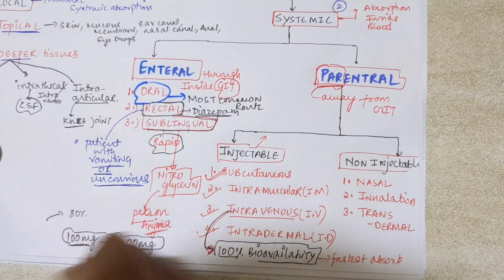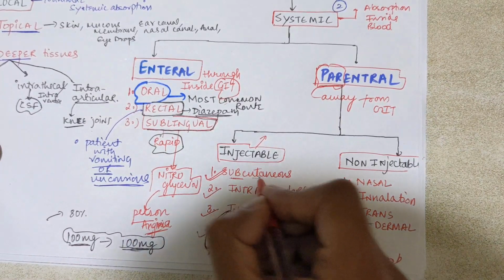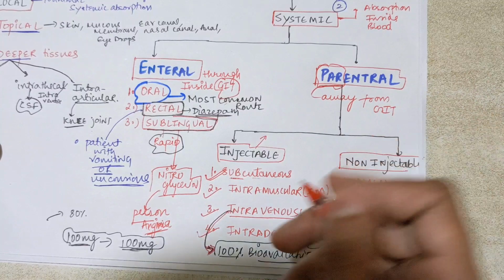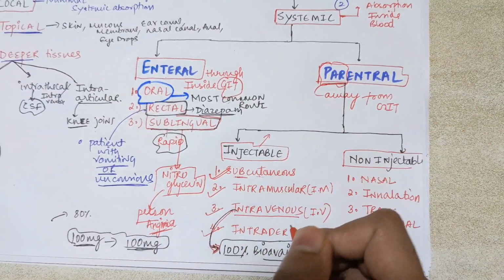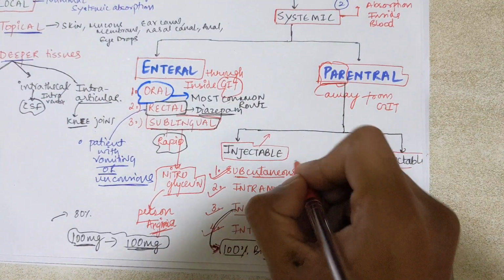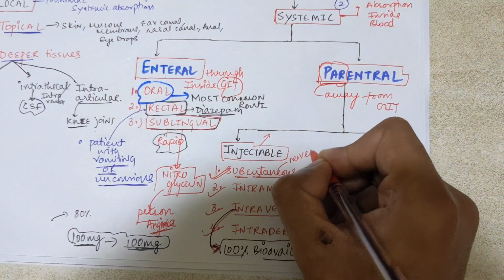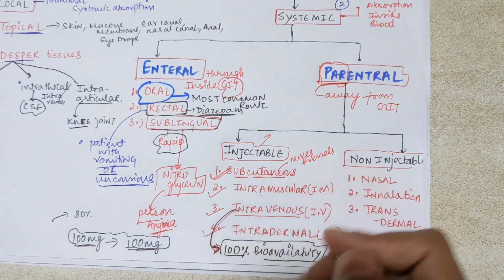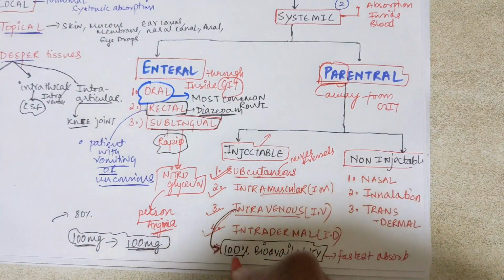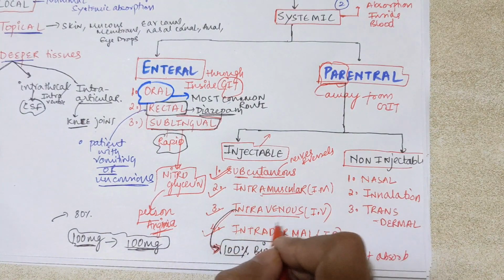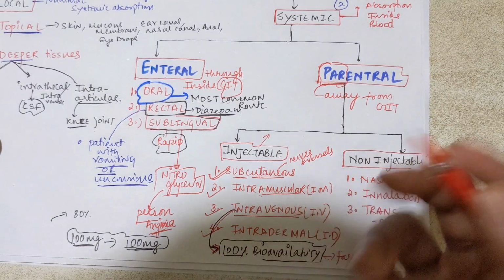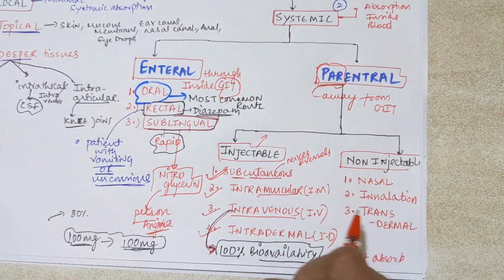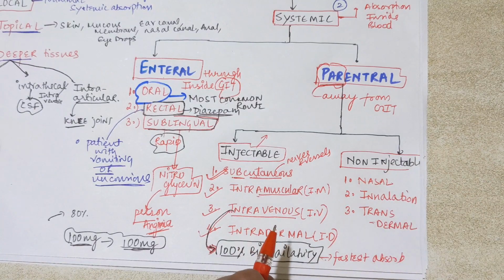Clear? So subcutaneous, you will be giving below the dermis and epidermis, in the subcutaneous layer where your nerves and vessels are present, and absorption will be very slow. Intramuscular is the deepest layer, where you administer into the muscles. And intradermal is inside the dermis, below the epidermis, where you will actually be administering.